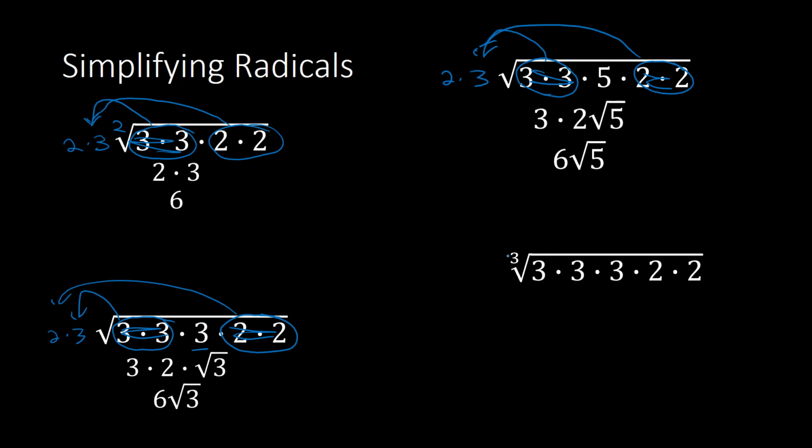One more, here we see 3 3's and 2 2's. But notice the index is different. The index is a 3. So what I'm doing is I'm trying to find groups of 3 items. So here we see 1, 2, 3 3's. So I can pull out 1 3 because I have one group of 3's. And then I'm left with 2 2's on the inside. So my solution would be 3 times the cube root of 2.